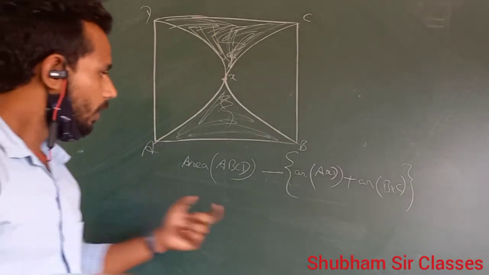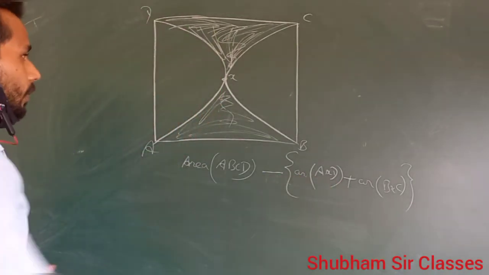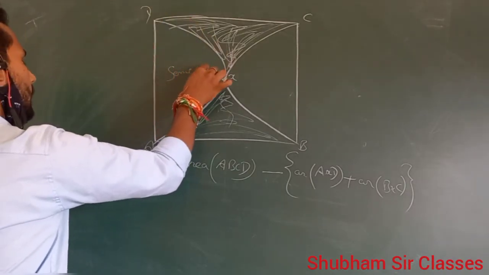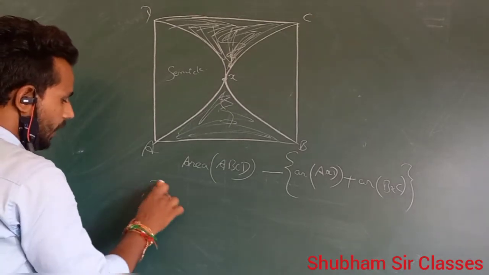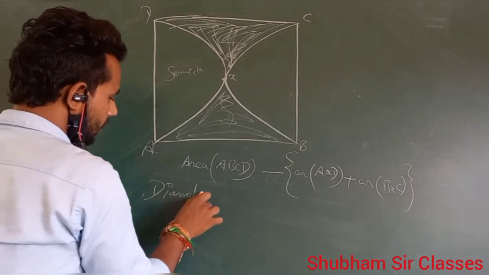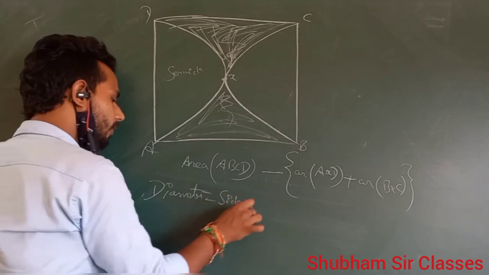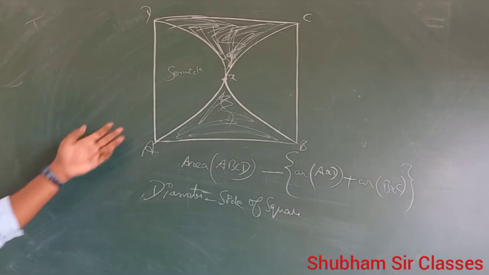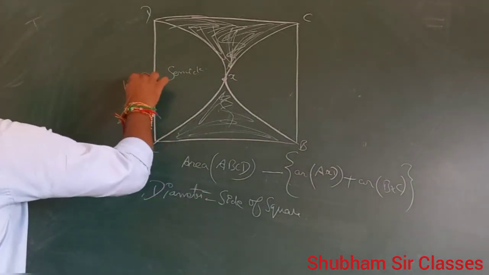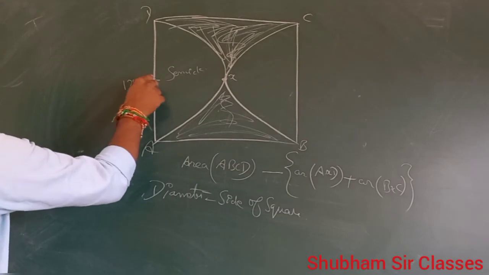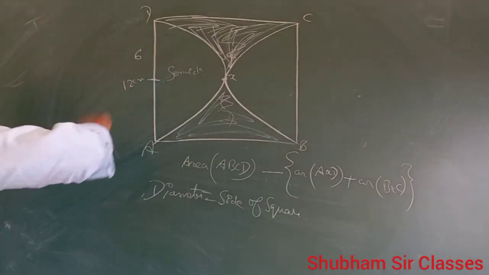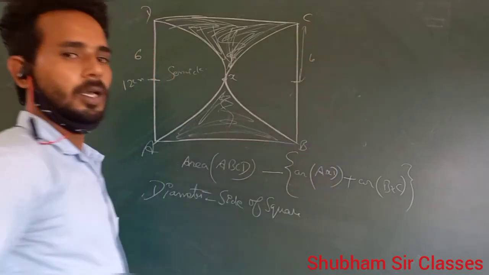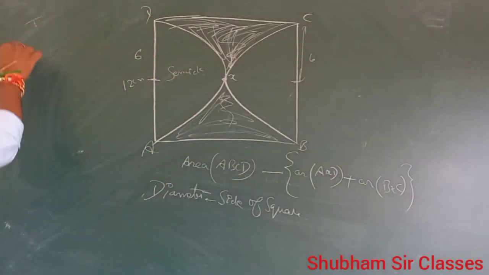And this AXD is the semicircle. The semicircle whose diameter is nothing but the side of the square. So suppose the square is of 12 centimeters, then the radius of this semicircle is 6. Automatically it will become 6 because it is a square. So we just have to find the area of one semicircle.